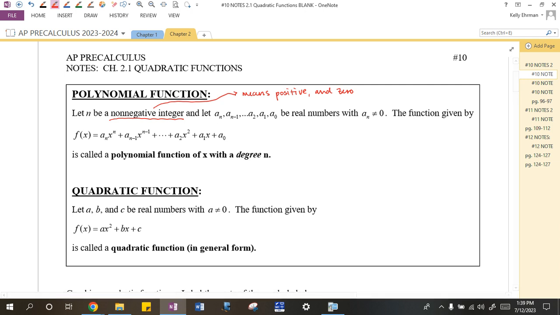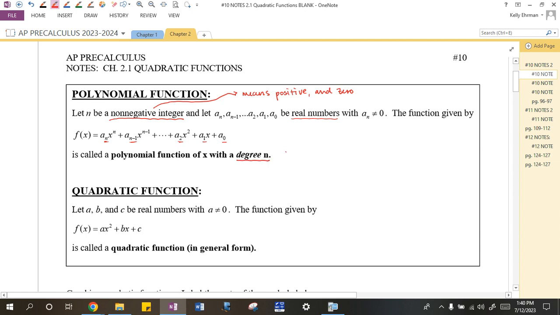So anyway, let n be a non-negative integer and let a sub n minus 1, all the way down to a sub 2, a sub 1, a sub 0 be real numbers with a sub n not equal to 0. This function, given by f of x equals, so all these a's are coefficients out in front. Their subscripts just correspond to the degree of the term that they're on. So they're saying this leading term can't be 0, otherwise that term doesn't exist. There's no point for that. Anyway, this function is called a polynomial function, and it has a degree n.